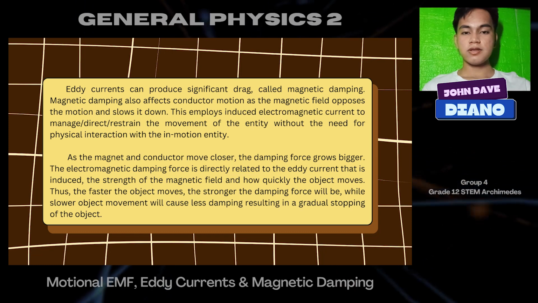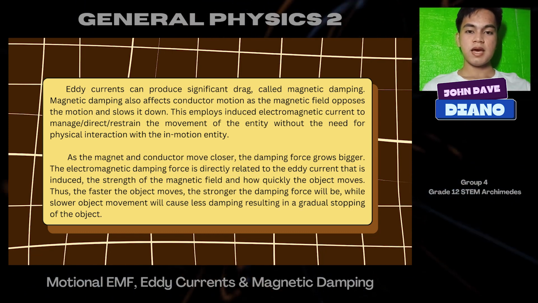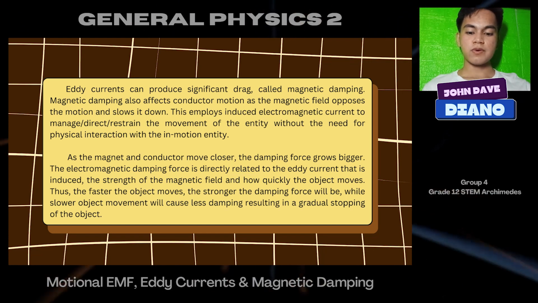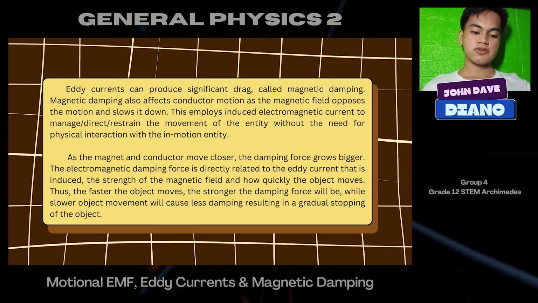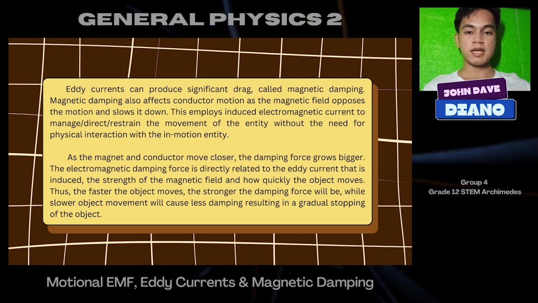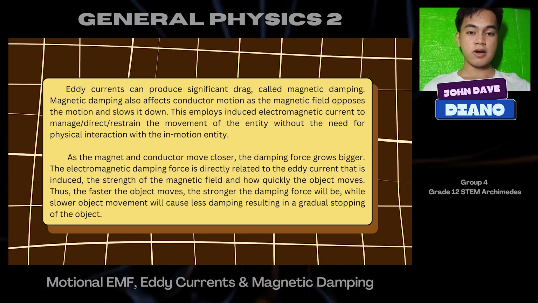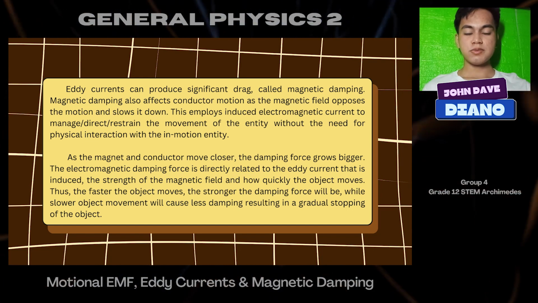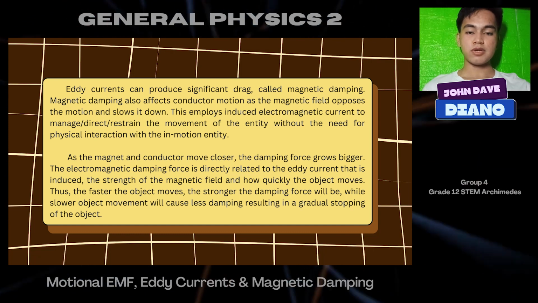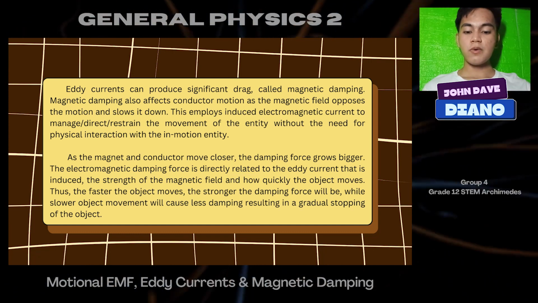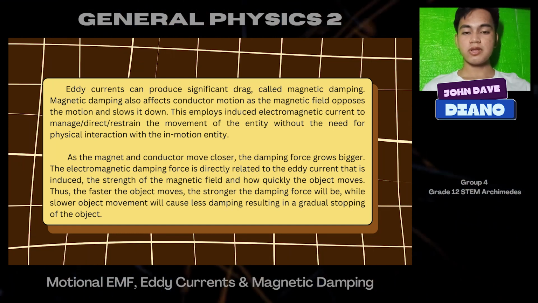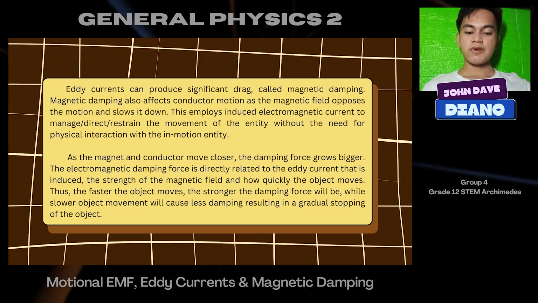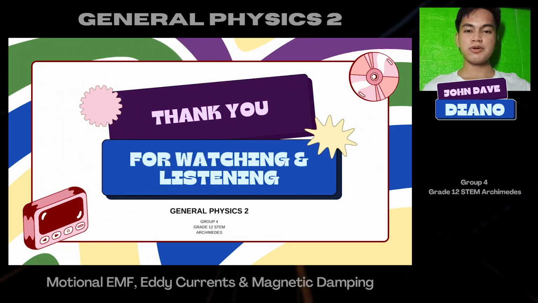As the magnet and conductor move closer, the damping force grows bigger. The electromagnetic damping force is directly related to the eddy current that is induced, the strength of the magnetic field, and how quickly the object moves. Thus, the faster the object moves, the stronger the damping force will be, while slower object movement will cause less damping, resulting in a gradual stopping of the object. That is all for our report on behalf of the group.